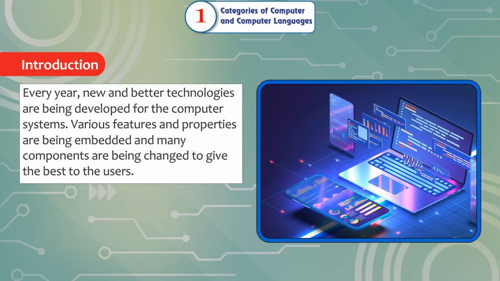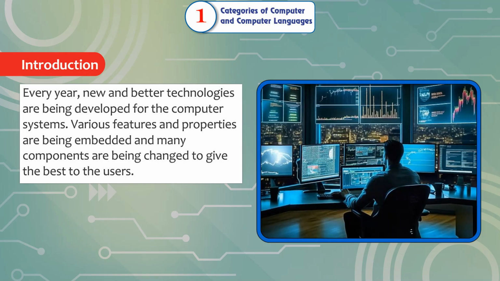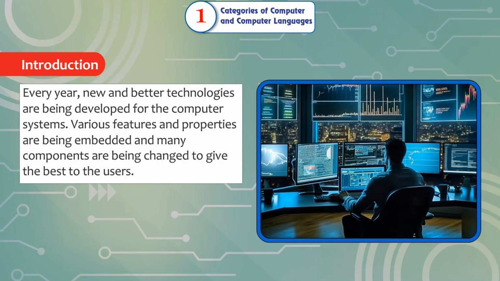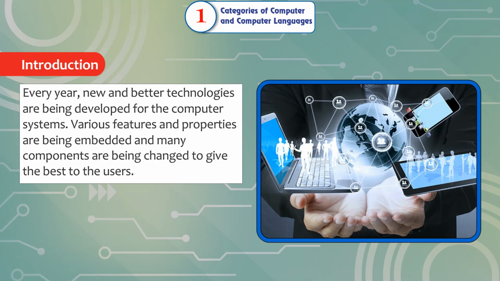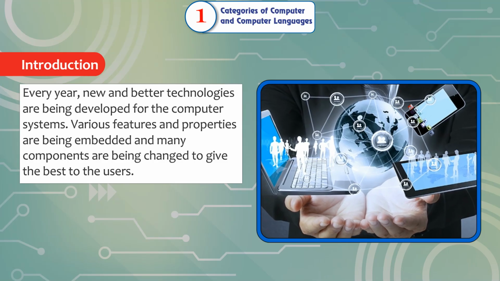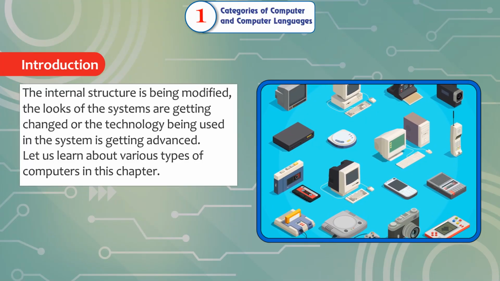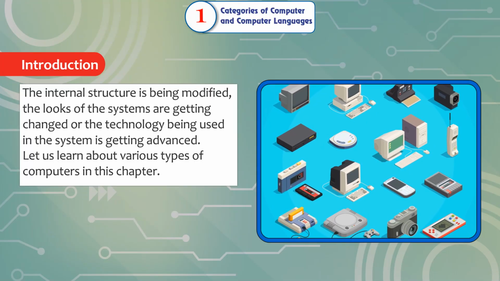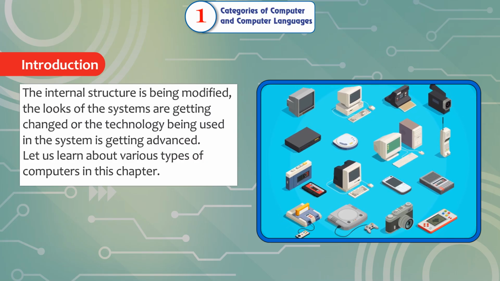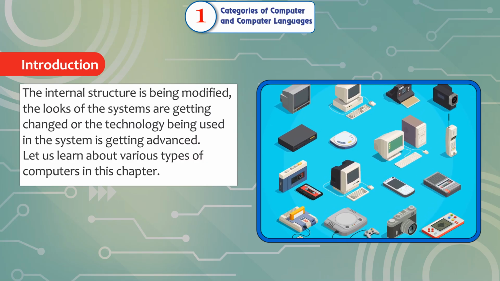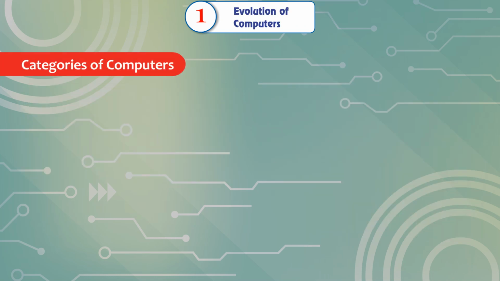Every year, new and better technologies are being developed for the computer systems. Various features and properties are being embedded, and many components are being changed to give the best to the users. The internal structure is being modified, the looks of the systems are getting changed, or the technology being used in the system is getting advanced. Let us learn about various types of computers in this chapter.